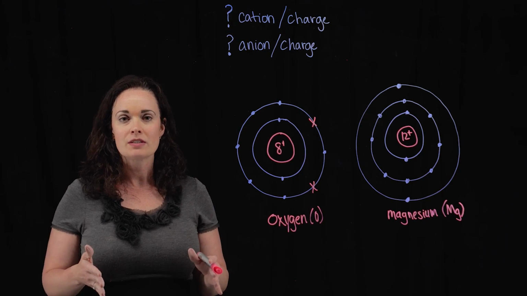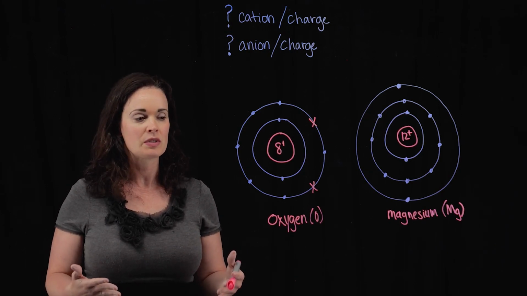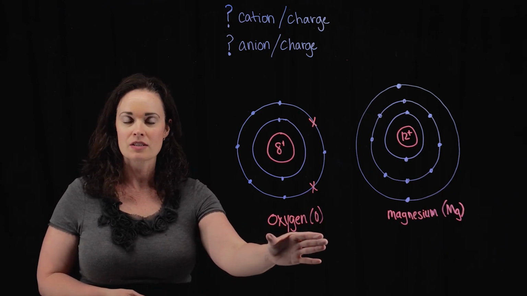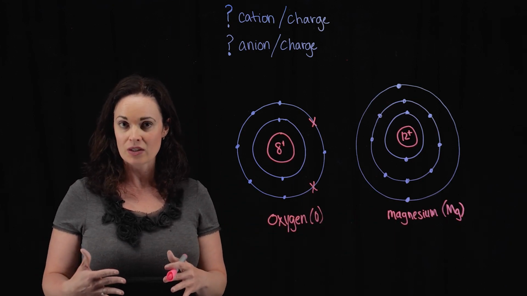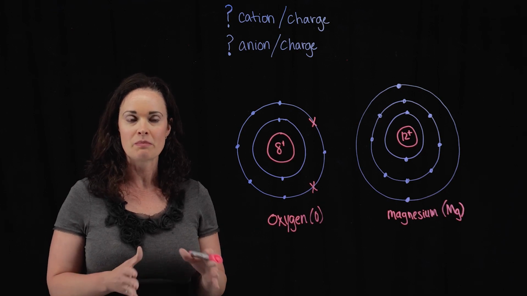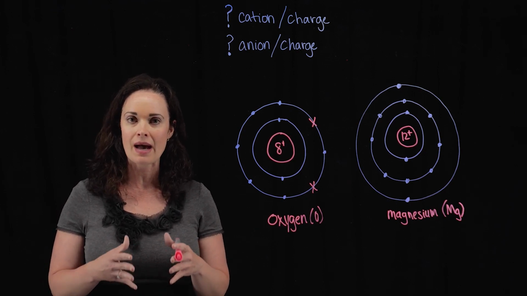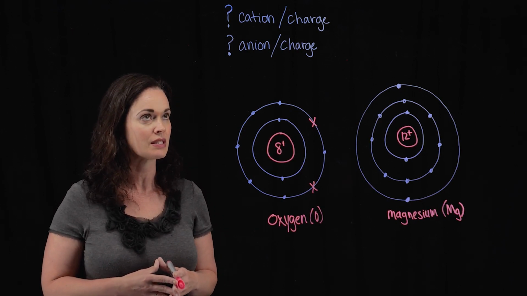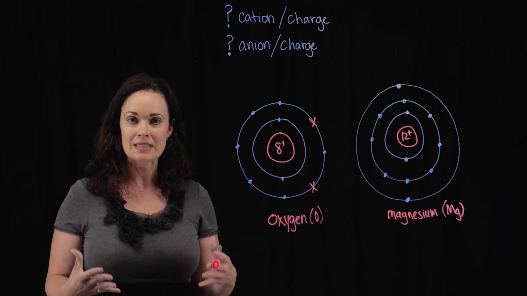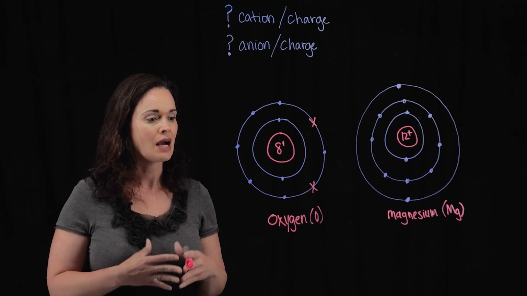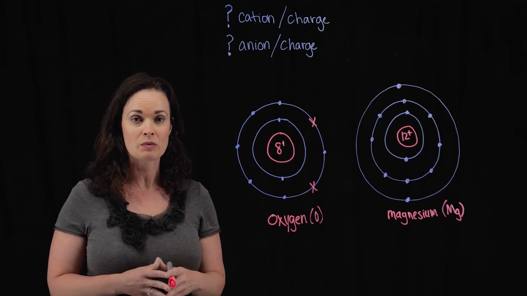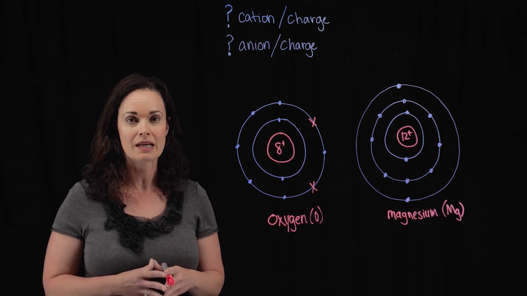So what we're going to do now is I'm going to give you another example to play with. I have an oxygen atom here and a magnesium atom here. I want you guys to look at what's going on in the valence shell and make some determinations about how these atoms are going to interact with each other. One of these atoms is going to become an anion, one of them is going to become a cation. I want you to identify which one will be the anion and which one will be the cation.